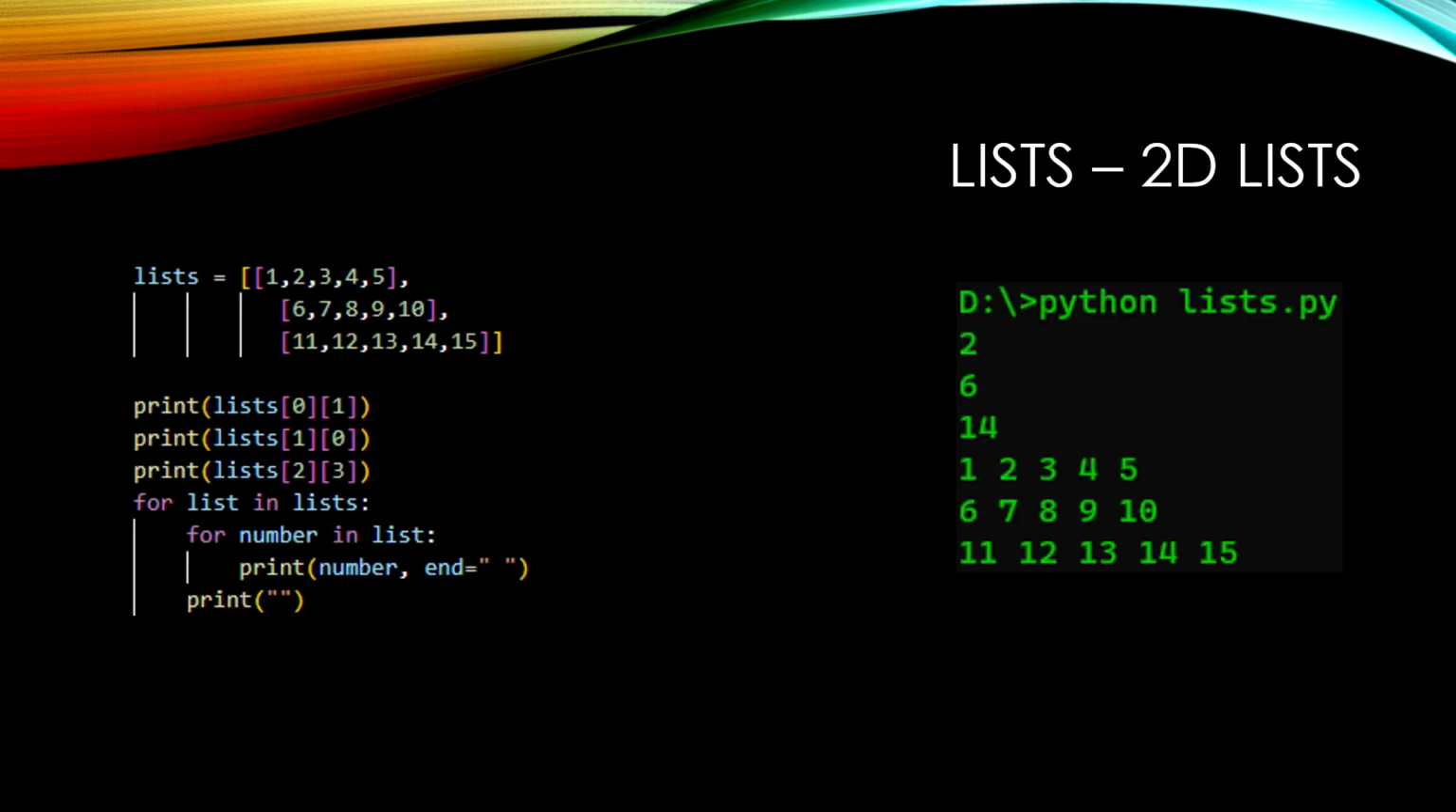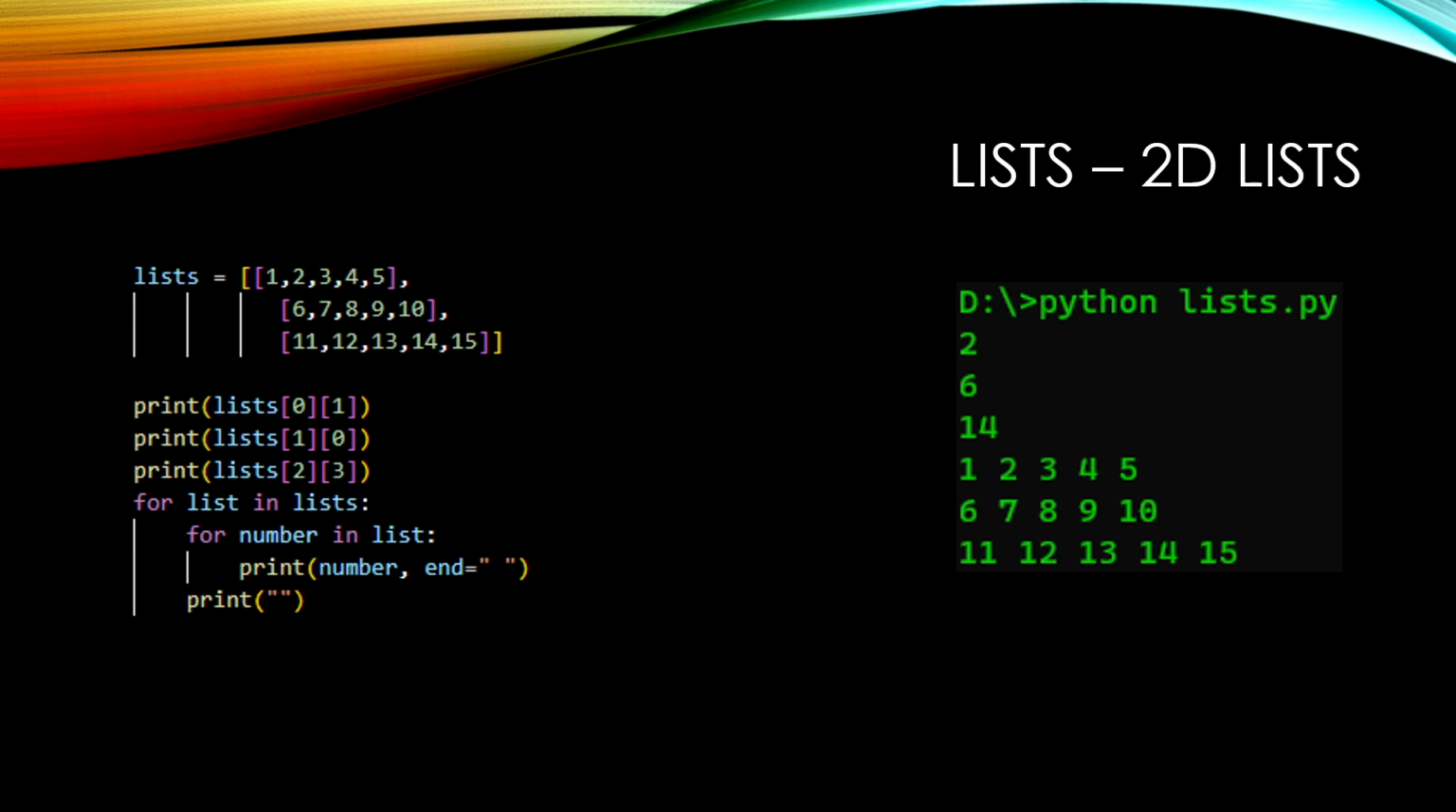Now let's look at two-dimensional lists. You will be needing this at some point in your assignments, so it's important that you understand how this works. So we have a list that contains 3 lists. 1, 2, 3, 4, 5, 6, 7, 8, 9, 10, 11, 12, 13, 14, 15. The way that you reference a two-dimensional list is with 2 instances of your subscript, your bracket notation. The first one is going to reference the row.